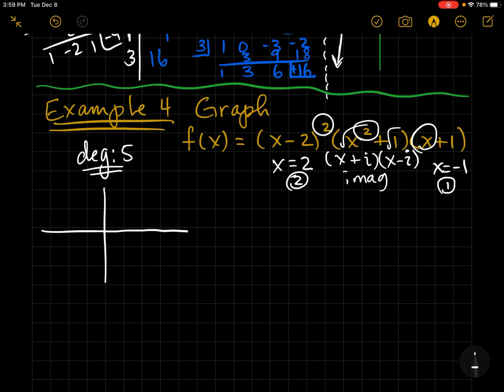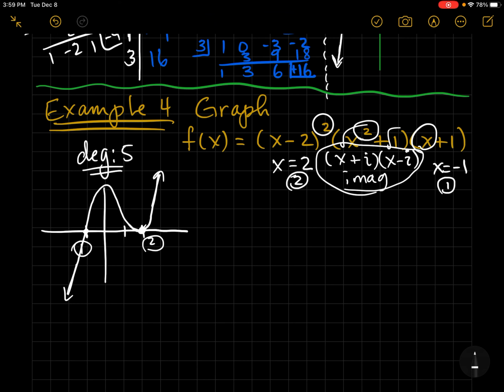So with our sketch, I always like to do a little sketch to get started. That's a negative 1, and positive 2 is also a point. And we don't get any intercepts with the imaginary. So with multiplicity 1, multiplicity 2, degree 5, that means up on the right, down on the left. But multiplicity 2 means touch and turn around. We don't know how high up.